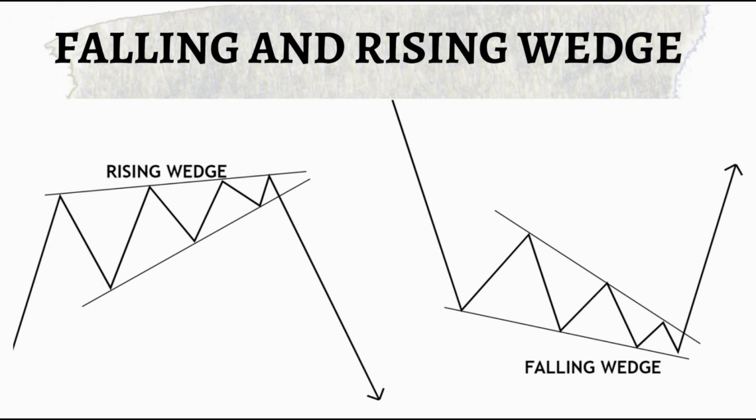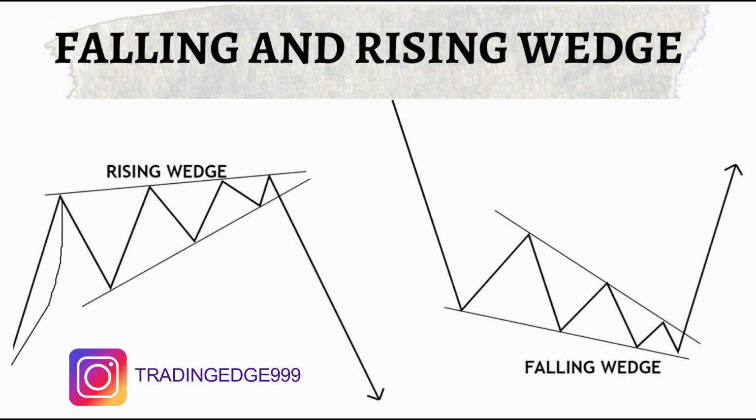So what does a rising and a falling wedge signify? A rising and a falling wedge signifies a potential trend reversal in the markets. See this upward momentum, a strong buying momentum in an uptrend. Then again we saw buying momentum, and again, and then again we saw buying momentum.